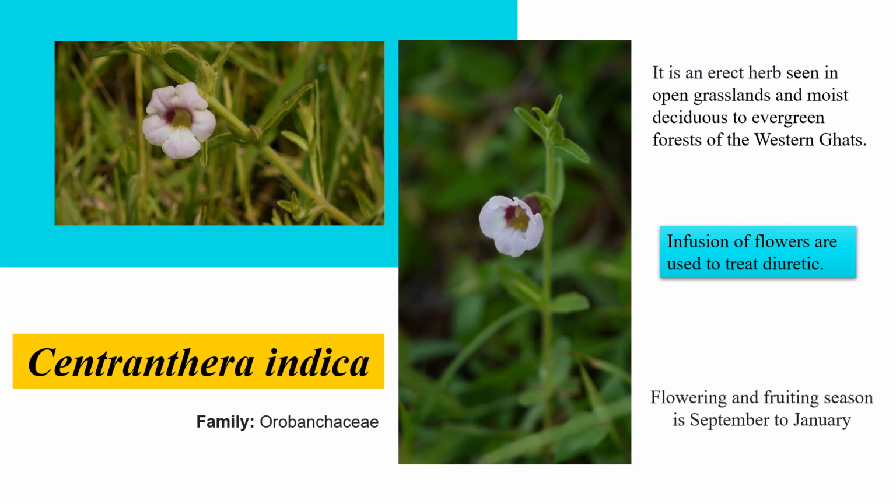Next is another species of Centranthera, that is Centranthera indica, belonging to the family Orobanchaceae. It is an erect herb seen in open grassland and moist deciduous to evergreen forest of the Western Ghats. Flowering and fruiting period for this plant is between September to January. Medicinally, an infusion of flowers is used as a diuretic.